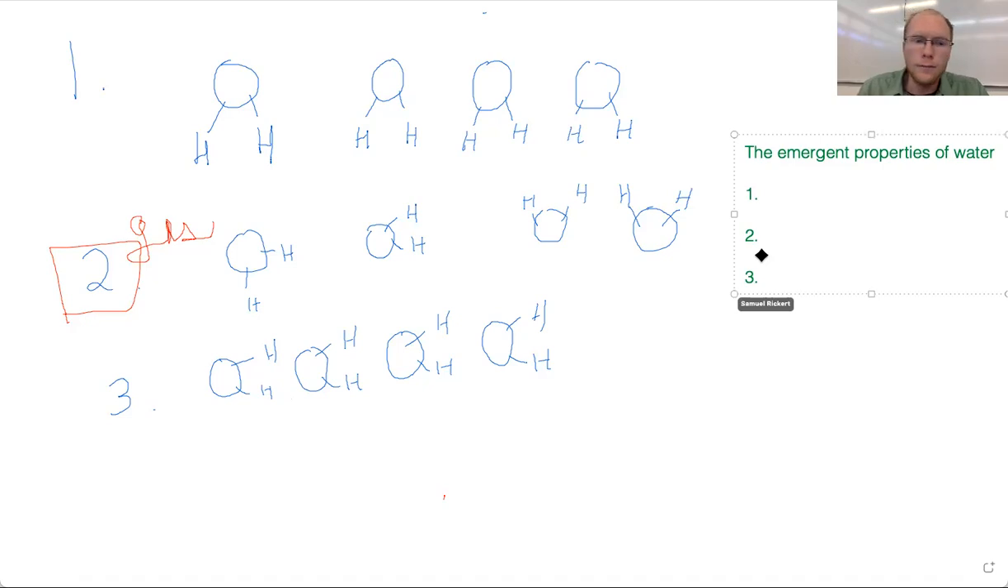Now going to here, we notice that these properties in and of themselves don't seem that compelling. Lots of molecules are polar. So what makes water so special? Well, actually, this polarity leads to something unique in water called hydrogen bonding.